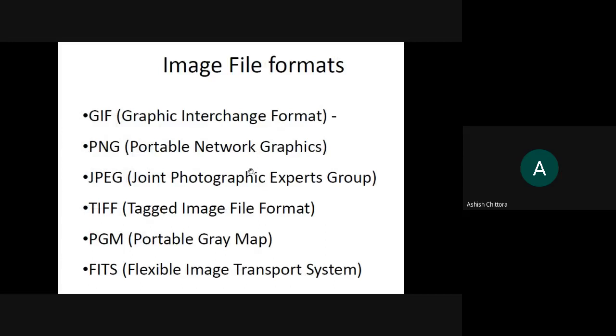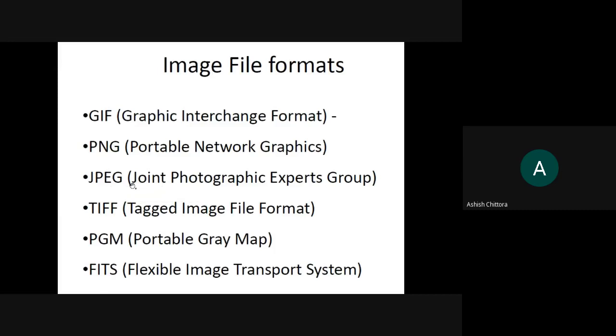The next thing we will discuss in this course is image file formats. This is part of image compression. These formats are very familiar to you: GIF, PNG (Portable Network Graphics), and JPEG, which is the most used format of images. TIFF is used for storing grayscale images. PGM, FITS, and others are all different file formats.